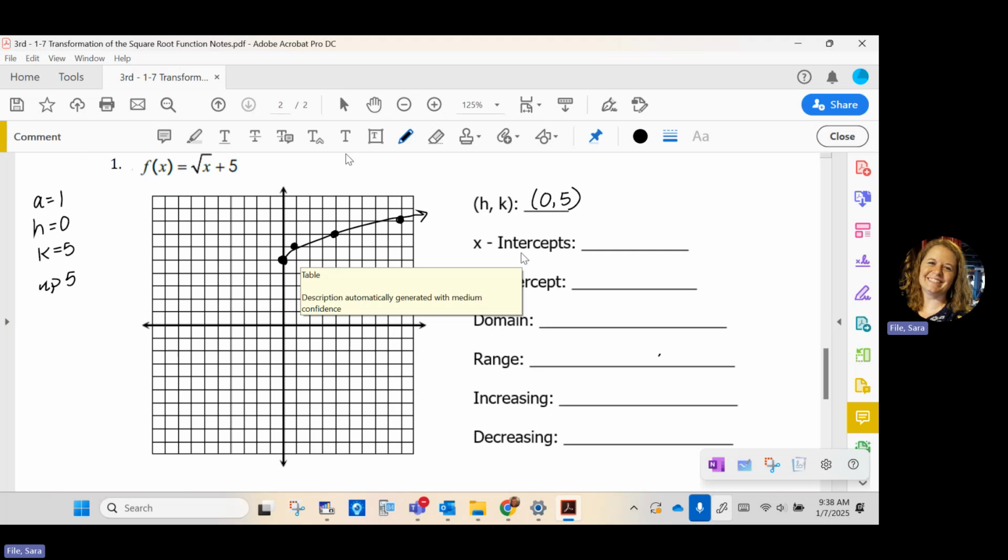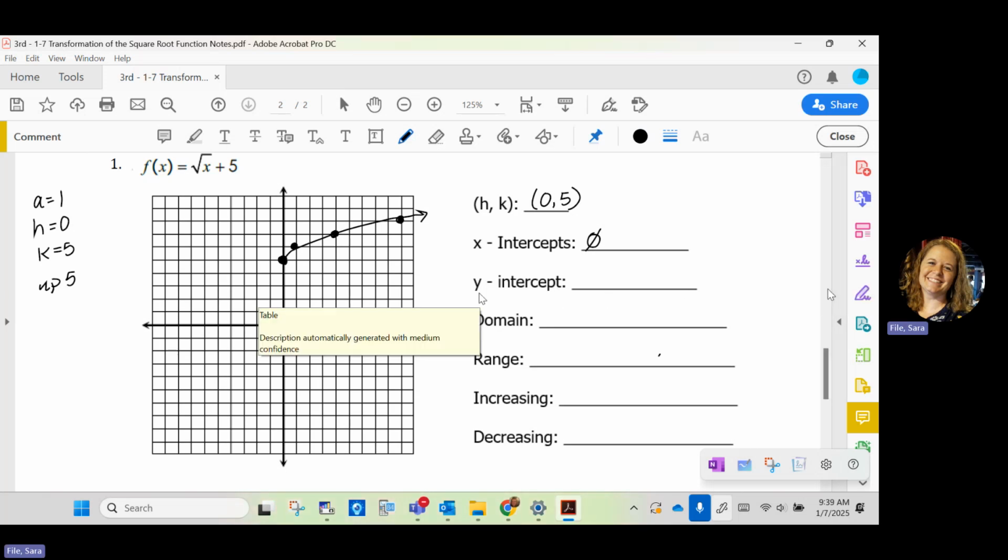What is the x-intercept here? Where does this graph ever cross the x-axis? It doesn't. There is no x-intercept now because that graph is shifted up off the x-axis. Okay, what about a y-intercept? Does it cross the y-axis? At 0, 5, yeah, at the endpoint. Okay, so what is the domain here? How far left to right does this graph go?